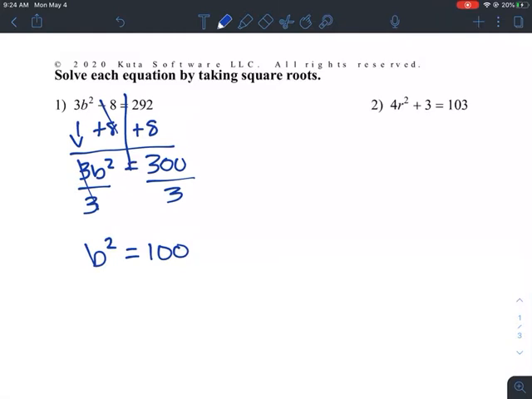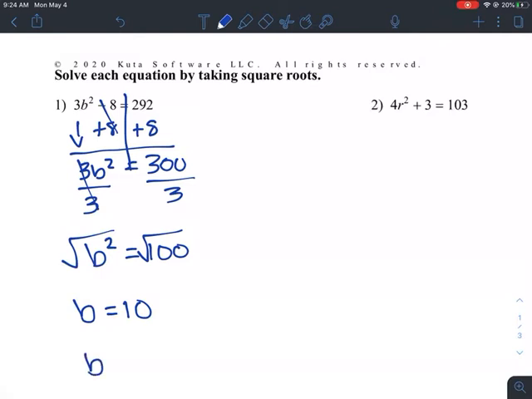So now I'm left with b squared. So we have to figure out a way to undo a square. The only way to undo squared is to square root. So that's this symbol. It's called a radical symbol, and the radicals are there to undo exponents. So the radical and the squared cancel each other out. So in this case, I just have a b. And the square root of 100 is going to be 10.